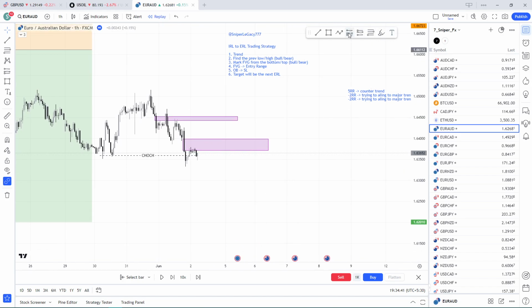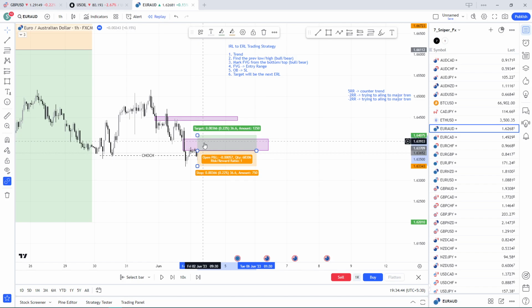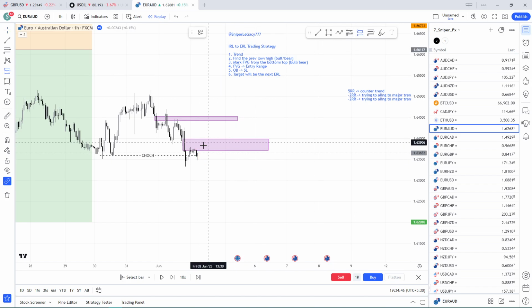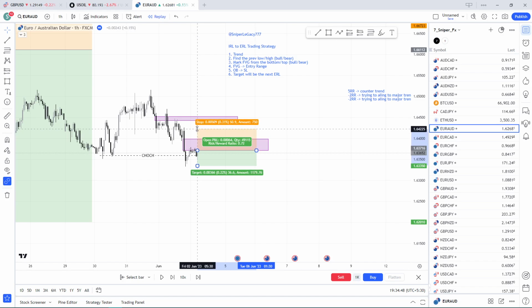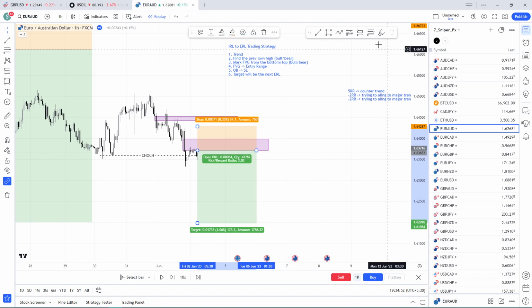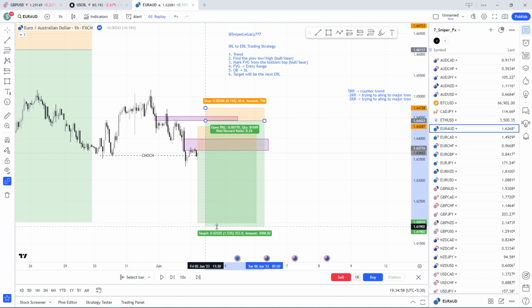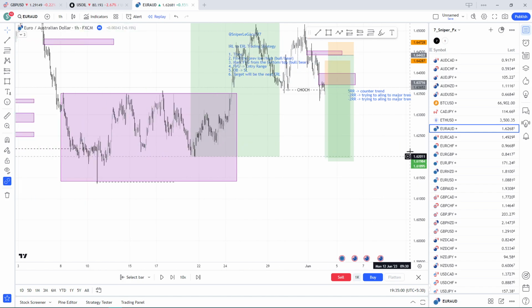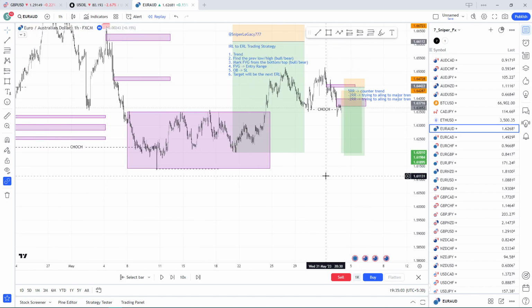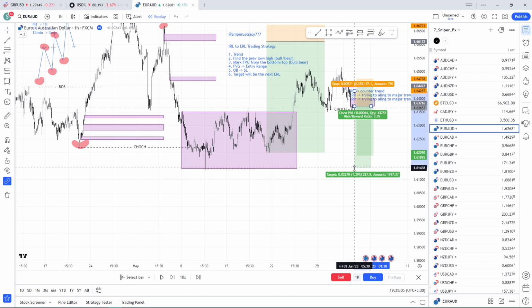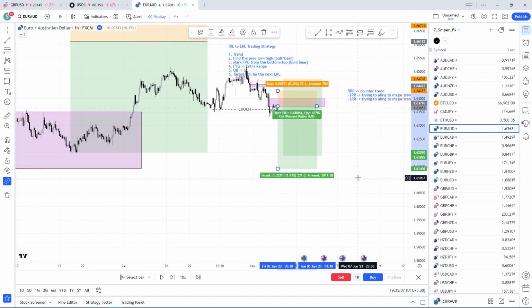Okay, so I will take 2 short trades, one, this one, another, this one. Entry at FVG, SL above OB, target ERLs. What is our ERL? Our ERL is our accumulation box.